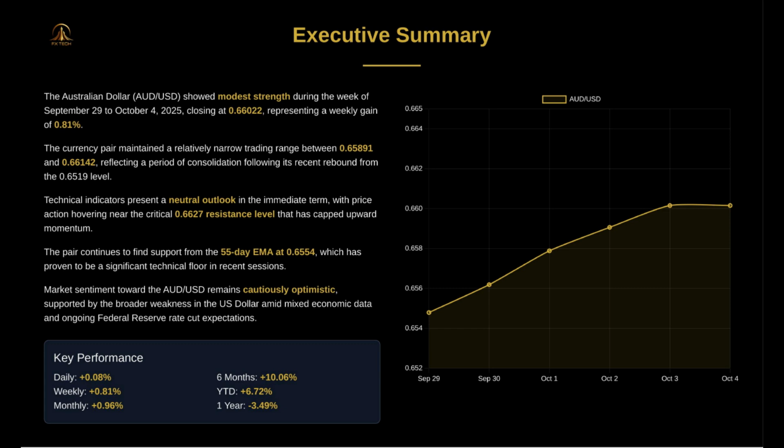Technical indicators currently present a neutral outlook, with price action hovering near the critical 0.6627 resistance level that has capped upward momentum. The pair continues to find support from the 55-day EMA at 0.6554, which has proven to be a significant technical floor in recent sessions.